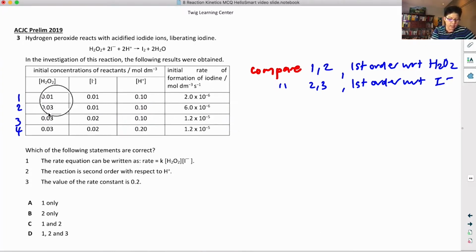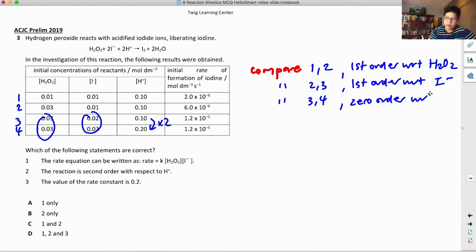Okay, let's look at the next one. Now we shall compare experiment 3 and 4. So keeping this the same, and I double this, you notice the rate doesn't change. So it's actually 0 order, 0 order with respect to H plus. So I can actually write the rate equation already. Rate equals k [H2O2][I minus]. So statement 1 is surely correct.